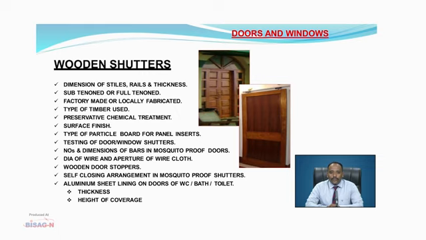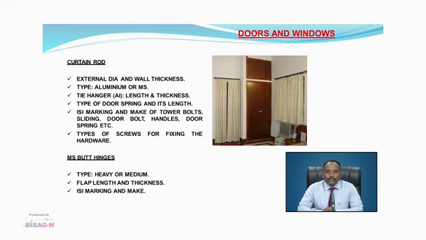Aluminium sheet lining on doors of WC, bath and toilet, its thickness and the height of coverage have to be checked. The curtain rods, the external dia and the wall thickness have to be catered for while procuring the curtain rods. The type preferably should be aluminium or MS steel. The hangers, the length and their thickness to be used. Type of door spring and its length have to be checked.